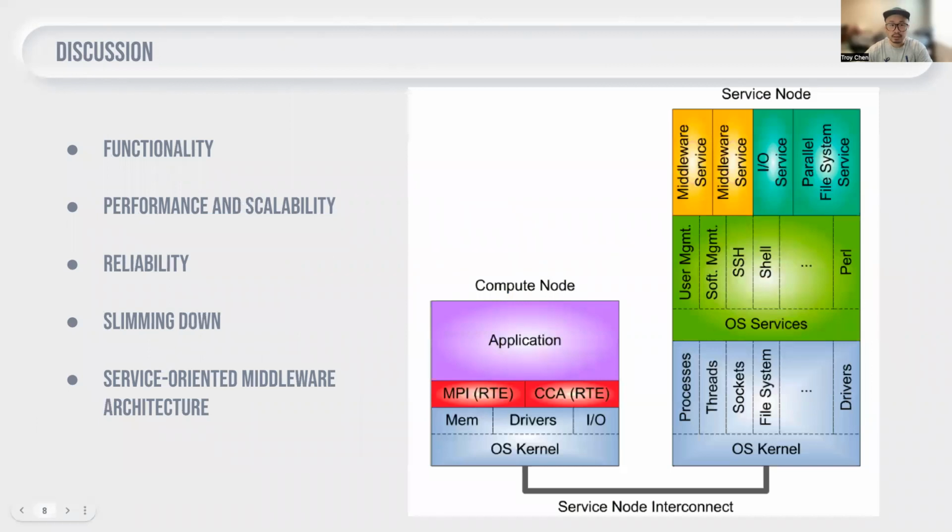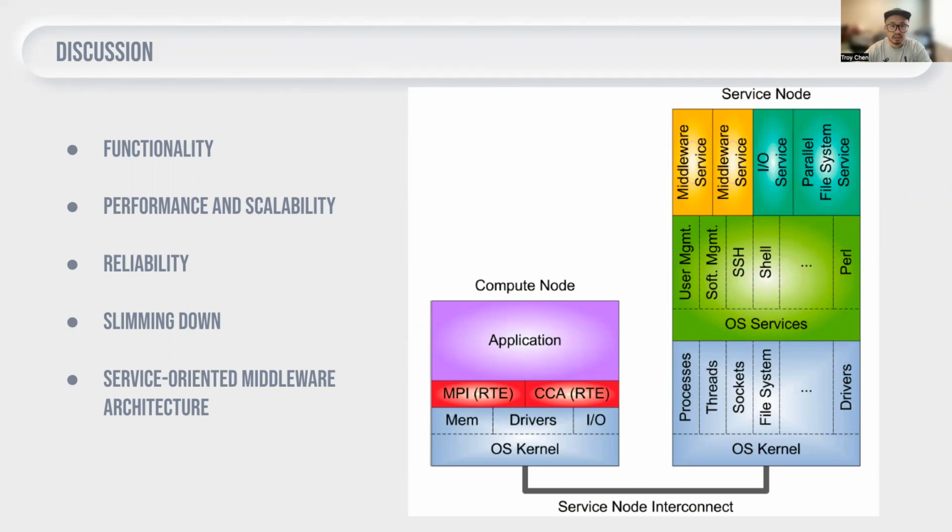In the discussion, the authors provide samples for these bullet points. First is the functionality. The software architecture of modern HPC middleware needs to be adapted to a service node model, where middleware services running on the service node provide essential functionality to middleware clients on compute nodes.